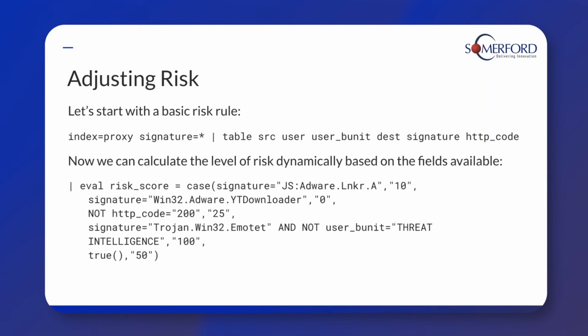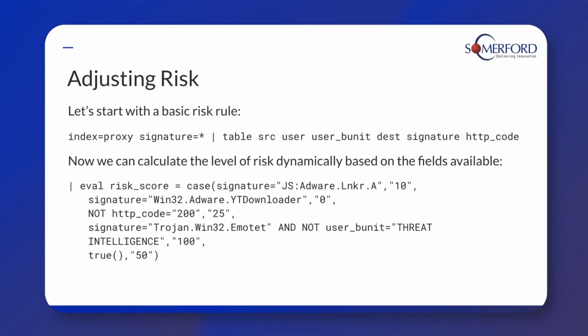In the case where the signature is JS adware, then we'll assign 10 points. Where we've got signature Win32 YT downloader, 0 points of risk, right? So we want it to come in, but we don't want it to apply any risk. Where we're not successful with our HTTP code, we can have 25 points of risk. So it's not successful, but we want to apply some risk to it. And where it's Trojan Emotet and it's not done by someone in the threat intelligence team because they're actively looking for that or whatever, then we go with 100 points of risk. Failing all of that, our default falls back to 50 points of risk.